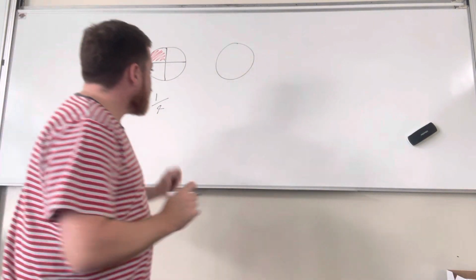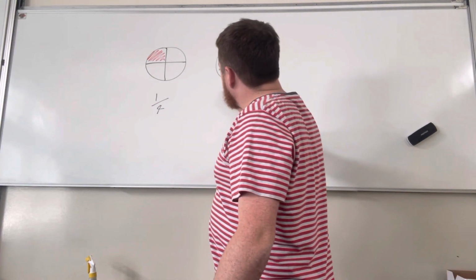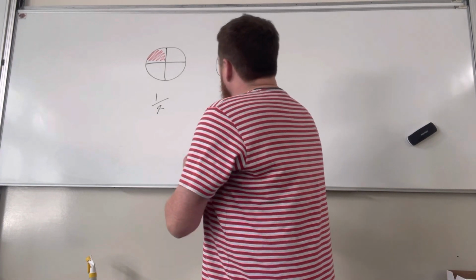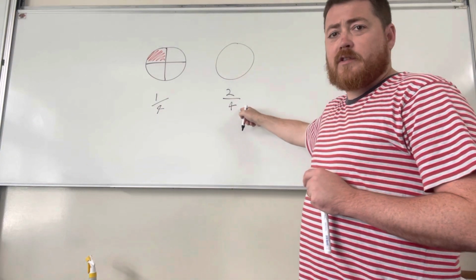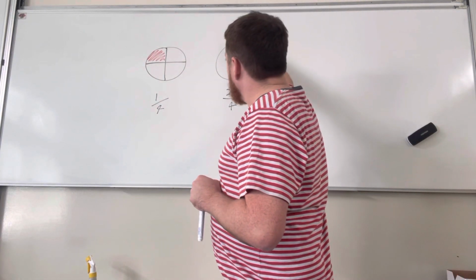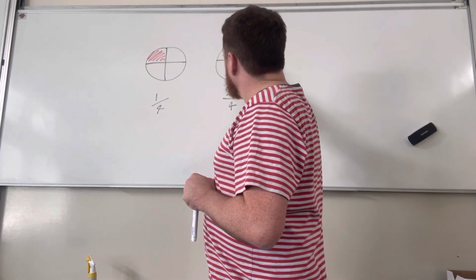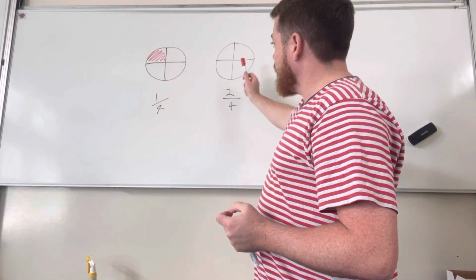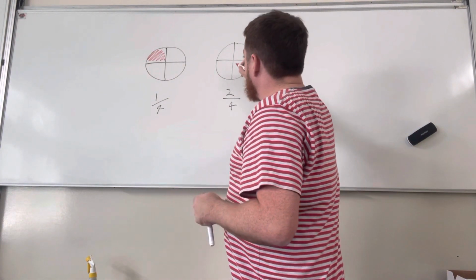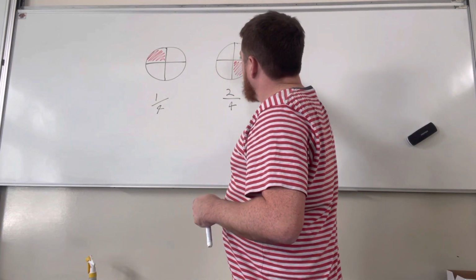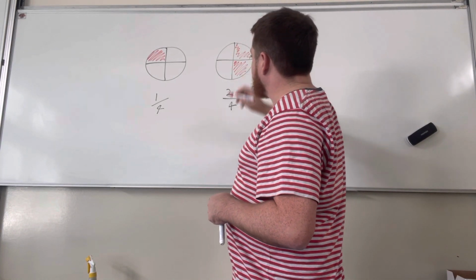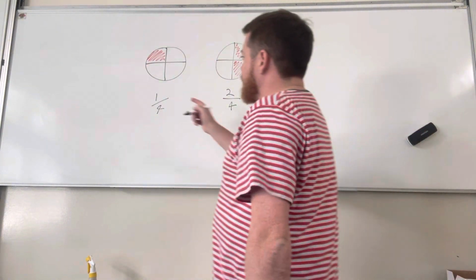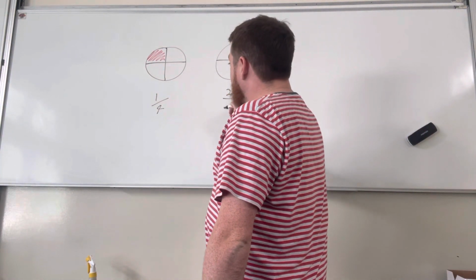Now suppose I come along here and I want one that is 2 out of 4. Once again, there's a 4 here, so that means I'm going to cut my pizza into 4 equal sizes. There we go. But how many am I going to shade in? Well, this time it's going to be 2. So 1 and 2. Okay. Now suppose the question that I'm asking myself is 1 over 4 plus 2 over 4.